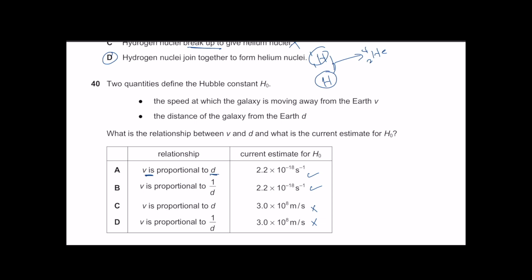Proportional to 1 over D? No. Actually, I know the answer; I don't know the numbers here, I don't memorize them. But the only correct one is V is proportional to D. So when we have more D, we have more velocity. That is the key for the answer. So depending on that, I'm going to choose A.